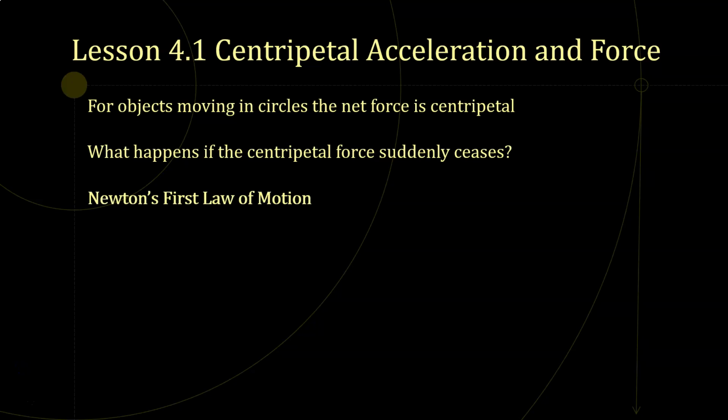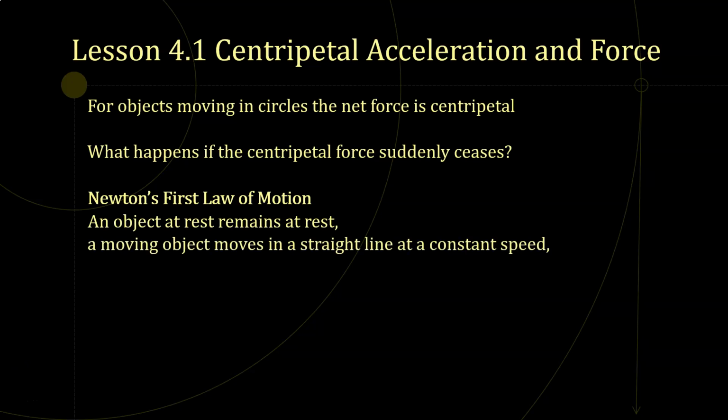Well, let's also consider Newton's first law of motion, because this helps us explain it. An object at rest remains at rest. Again, we don't really care about that part because we're not talking about objects at rest. We're talking about objects moving in circles. But a moving object moves in a straight line at a constant speed. That's its natural tendency. That's what its inertia causes it to do. Straight line at a constant speed unless acted on by an external net force.